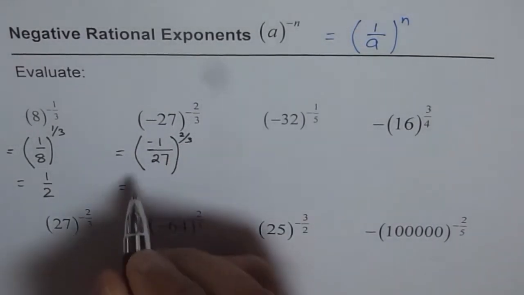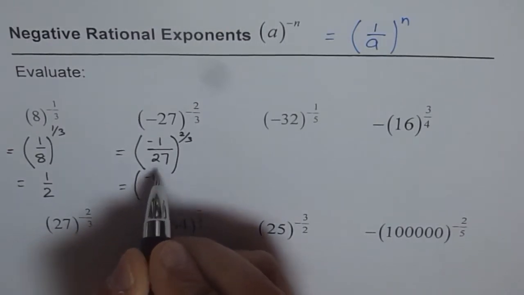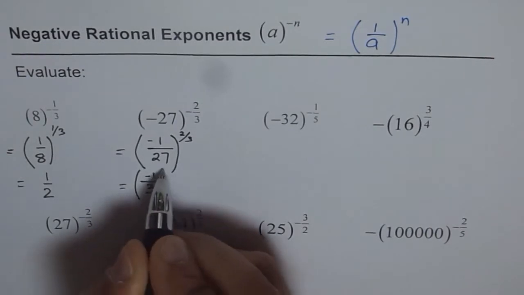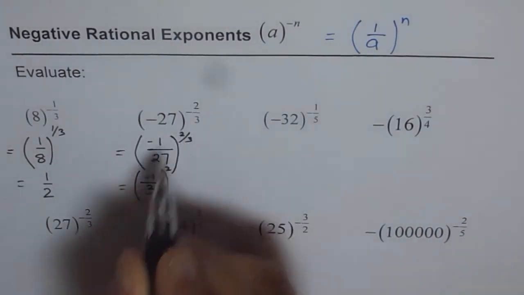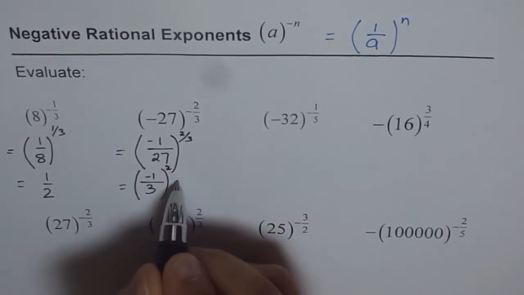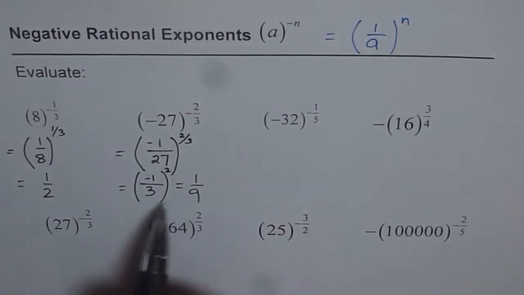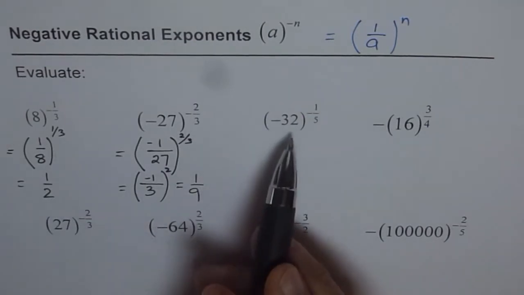Let me do it in 2 steps. First, let me do the cube root. Cube root of 27 is 3. So you get minus 1 over 3, but squared. Square makes this positive, and you get minus 1 over 9 as your answer. I hope you appreciate that part, right? So I split it into 2 steps so that you can understand and appreciate what we have done. We'll follow this process once again.